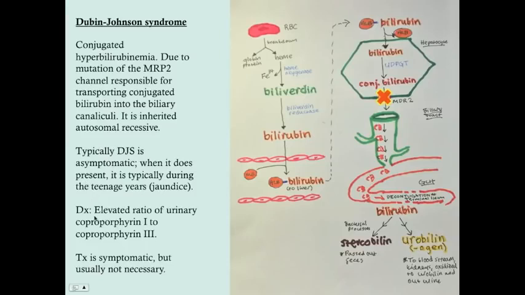This can be diagnosed in the urine. There'll be an elevated ratio of the coproporphyrins, and I doubt the USMLE will ask you about this, but that's technically how you would diagnose Dubin-Johnson syndrome. And treatment is symptomatic, but usually it is not necessary because this doesn't really cause any severe symptoms.